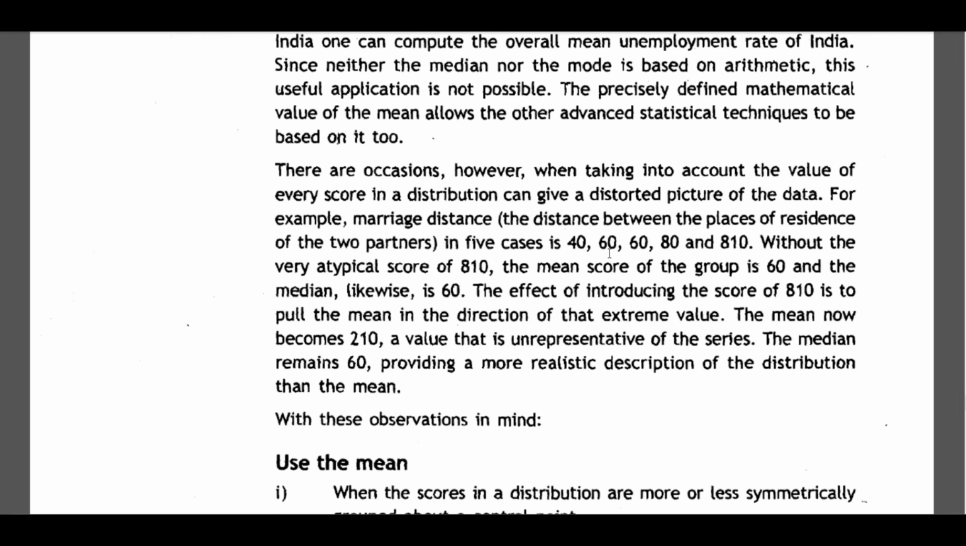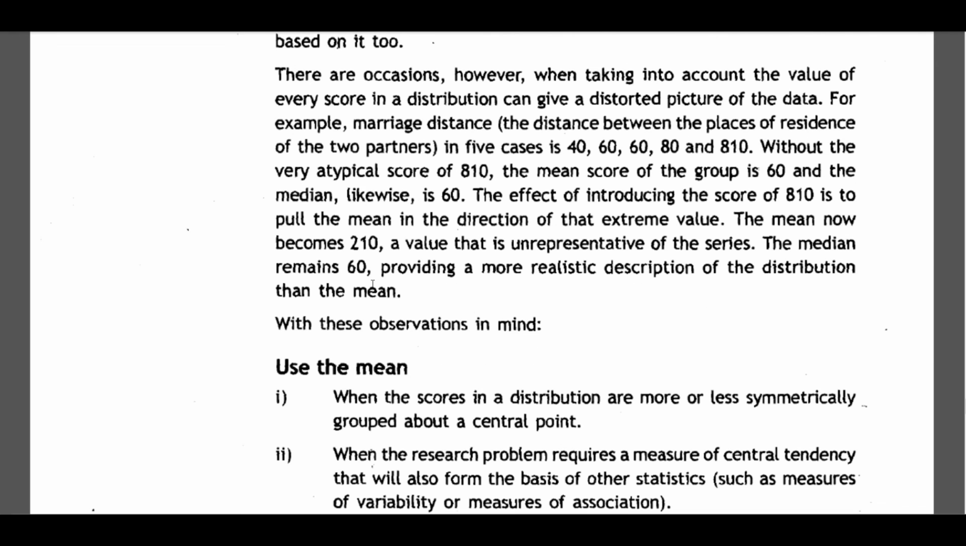In 5 cases, 40, 60, 60, 80 and 80, without the very atypical score of 800, the mean score of the group is 60 and the median is 60. The effect of introducing the score 800 is to pull the mean in the direction of that extreme value. The mean now becomes 210, a value that is unrepresentative. The median remains 60, providing a more realistic description of the distribution than the mean.